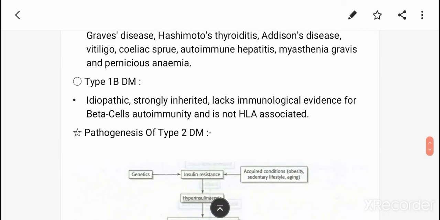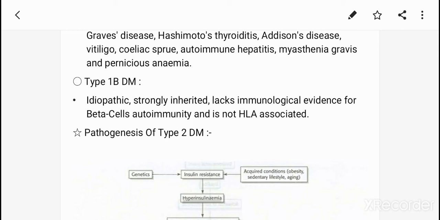Type 1B DM, as we discussed, is idiopathic, the cause is unknown. It is strongly inherited, lacks immunological evidence of beta cell autoimmunity, and is also not HLA associated. So it is different from type 1A.